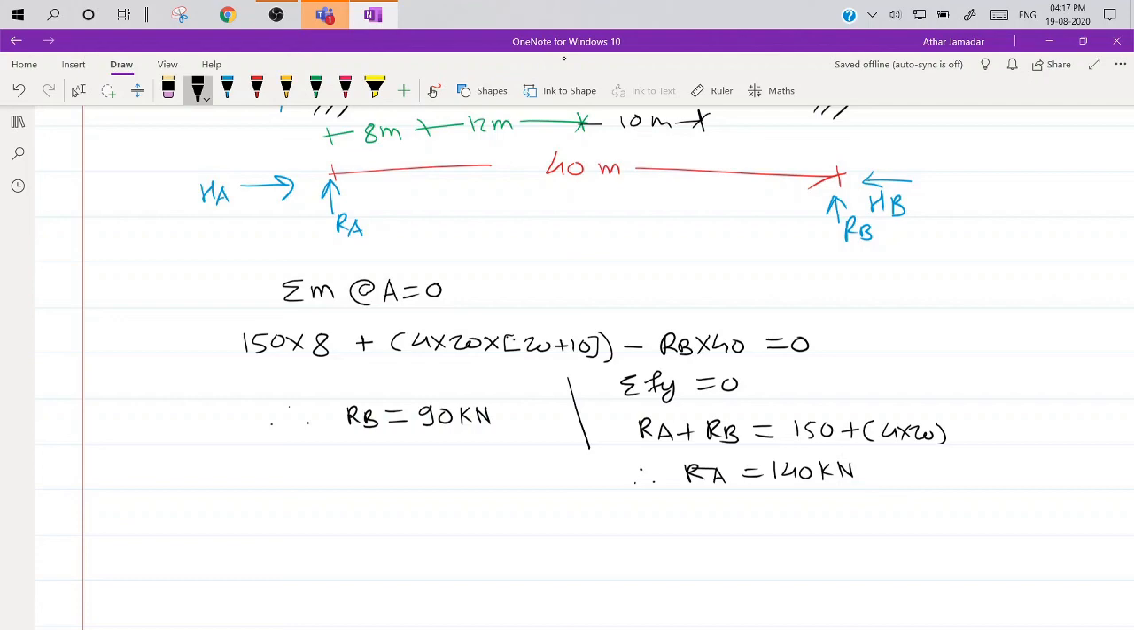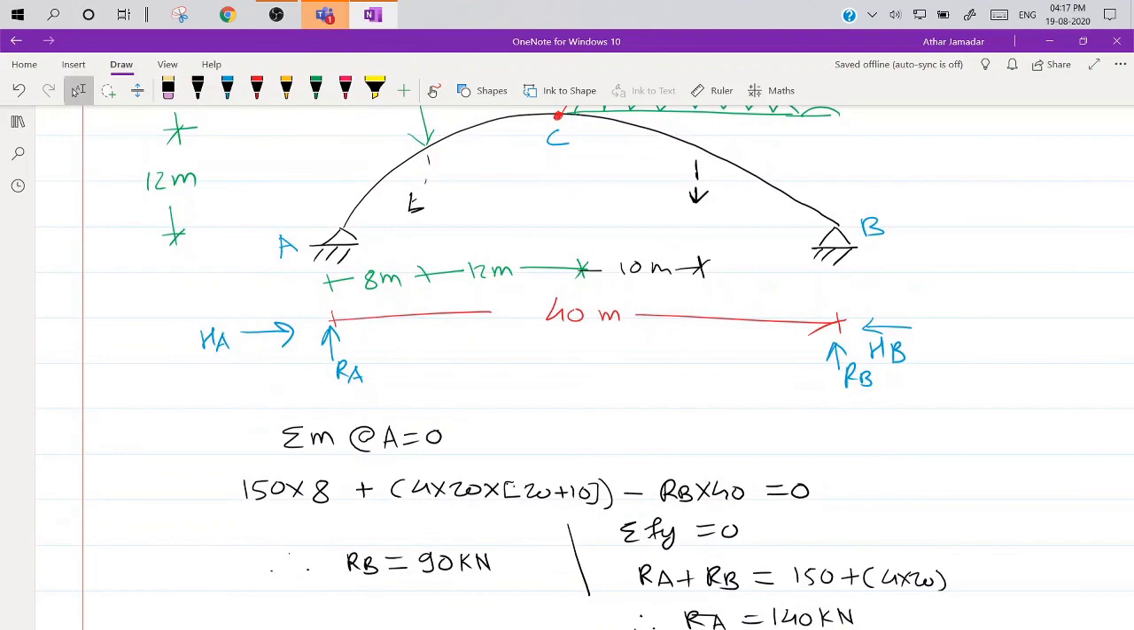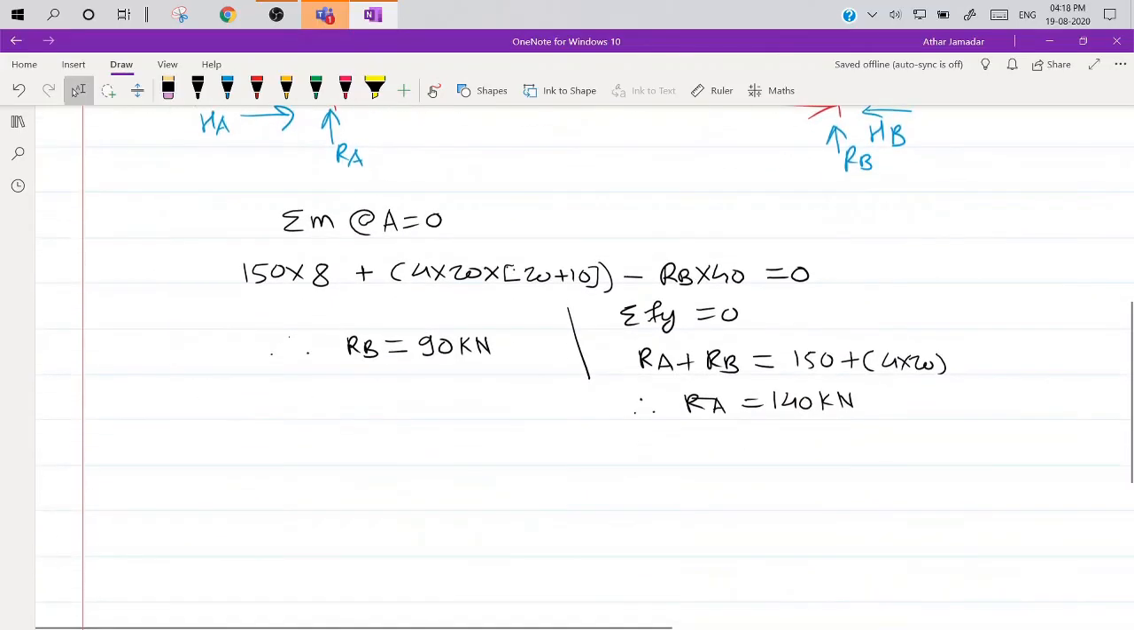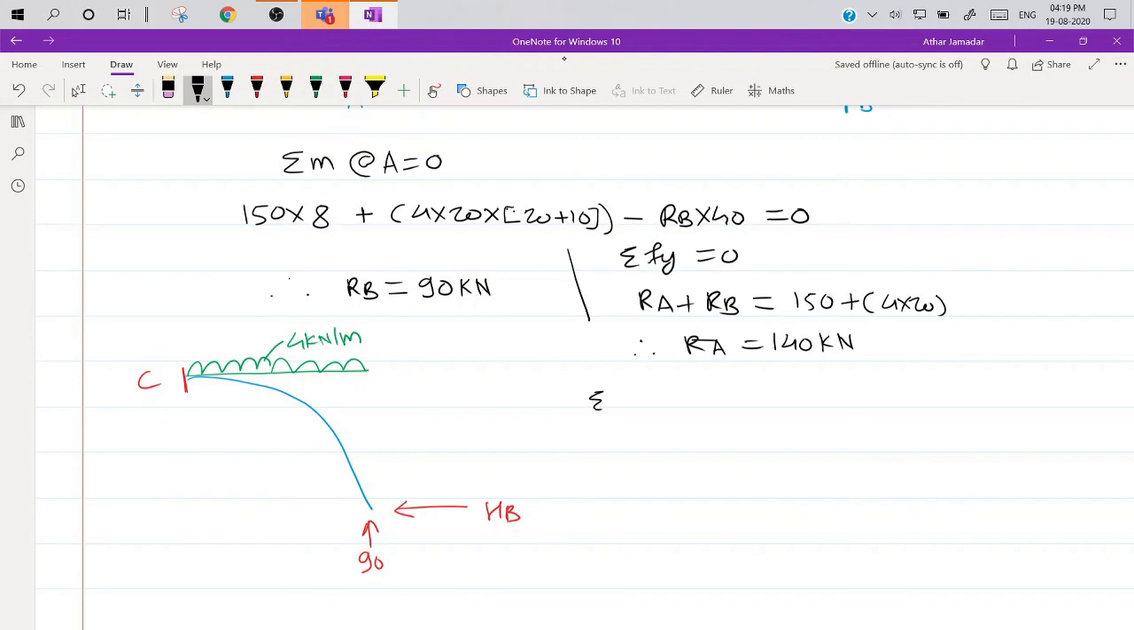Okay, so Rb and Ra we have now found out. Now the only remaining values are Ha and Hb. To find out Ha and Hb, we will take summation of moment about C is equal to 0. We will consider the right part of C. I will draw the diagram of segment BC again. Now, if you take summation of moment about C is equal to 0, first you get the moment of 90 kilonewton, which acts in anti-clockwise direction, so minus 90 into the horizontal distance between C and support B, it is 20 meters.